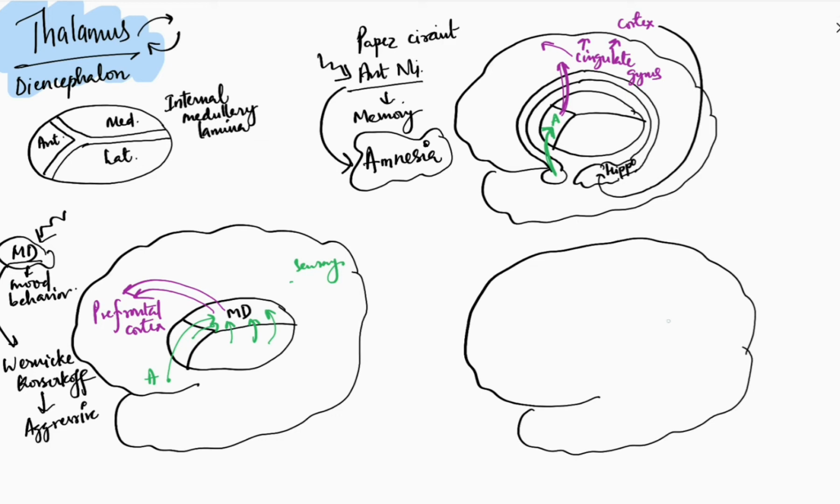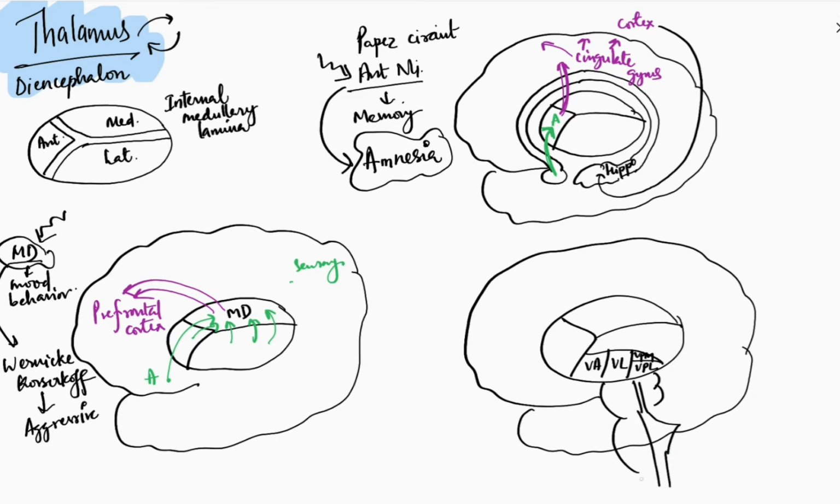The lateral group can again be divided into a ventral tier and a dorsal tier. The ventral tier is divided into a ventro-anterior, ventro-lateral and a ventro-posterior group. The ventro-posterior group can further be divided into the ventro-postero-lateral group and the ventro-postero-medial group. Now, just below the thalamus is the midbrain, the pons and the medulla, and behind we have the cerebellum.